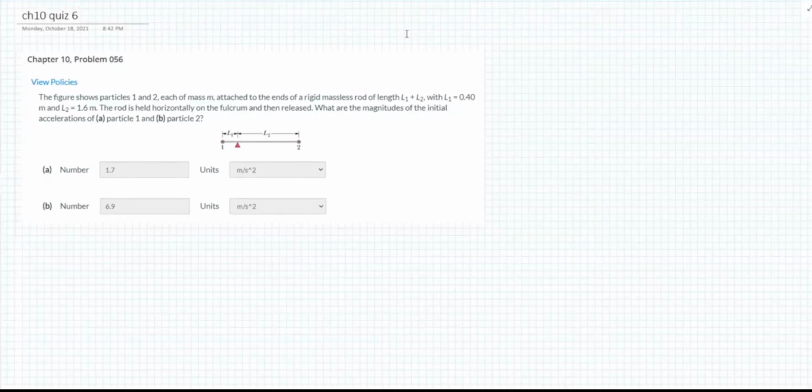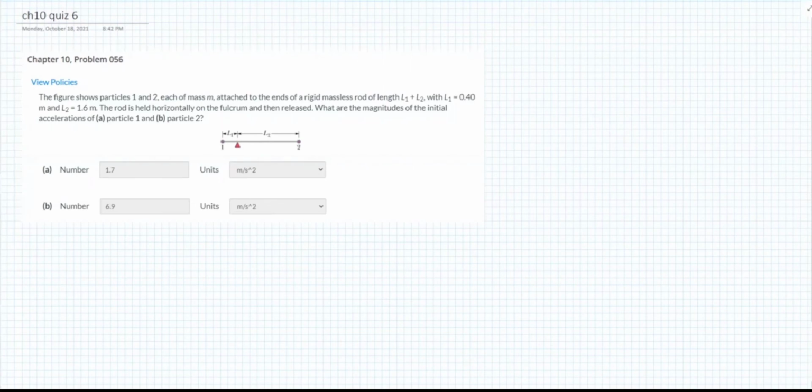So here we have what looks like a teeter-totter, a seesaw, a bar balancing on a fulcrum. The bar is a rigid massless bar, so it's like an imaginary construct. The rod is held horizontally on the fulcrum and then released. What's the magnitude of the initial accelerations of particle 1 and particle 2? All right, so force analysis method to the rescue.